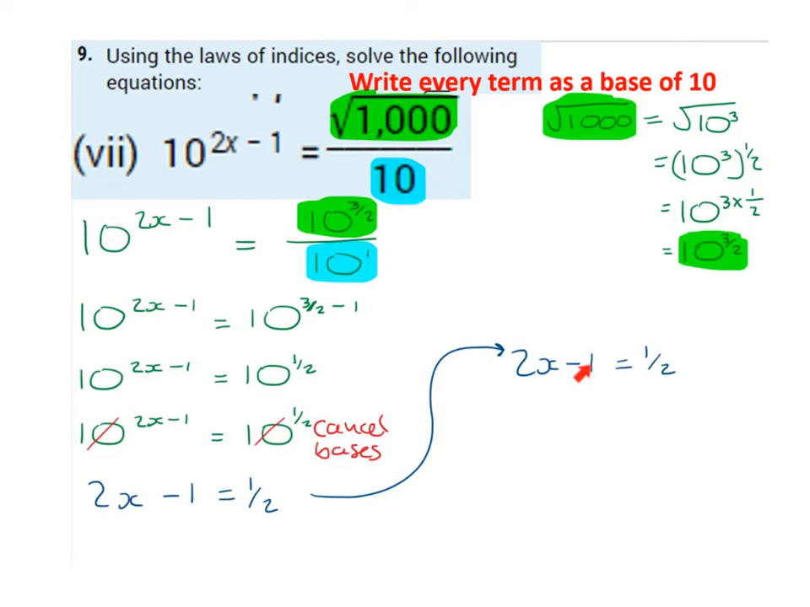So what we're going to do is take the minus 1, bring it over the equal sign, and it becomes plus 1. And then a half plus 1 is 3 over 2, or 1.5. And then to get the x on its own, we're going to divide both sides by 2. And 3 over 2 divided by 2 gives us 3 over 4. So x is equal to 3 over 4.